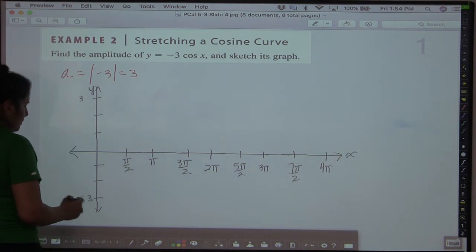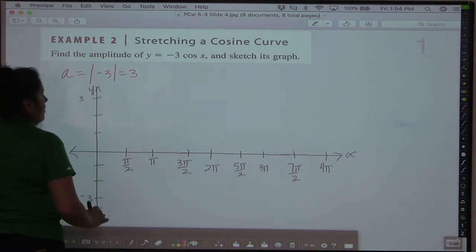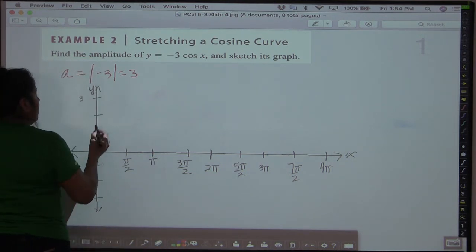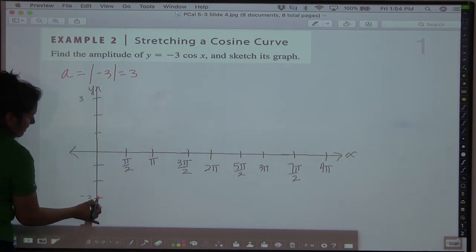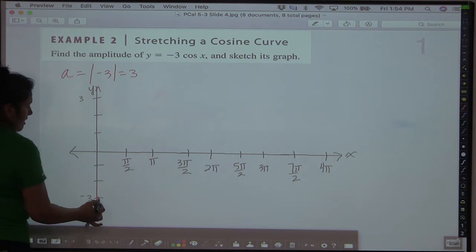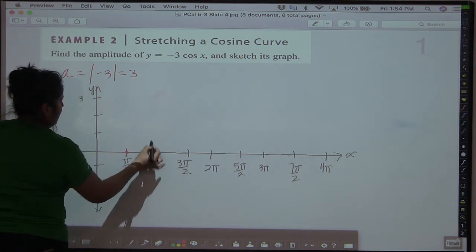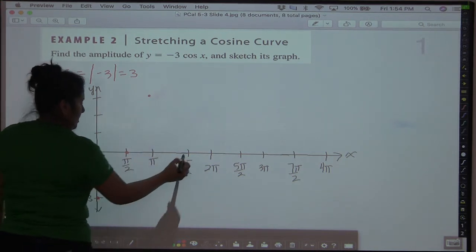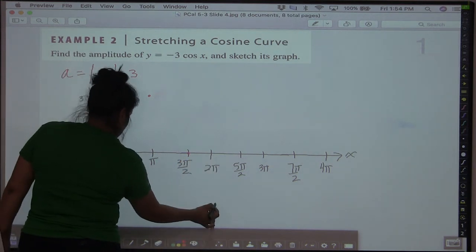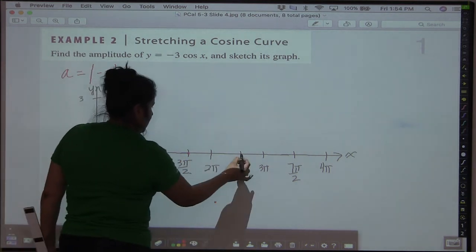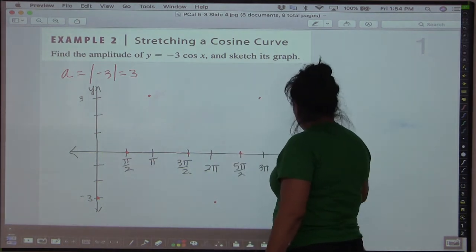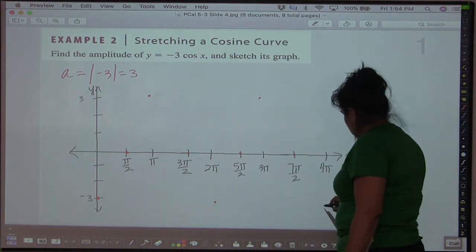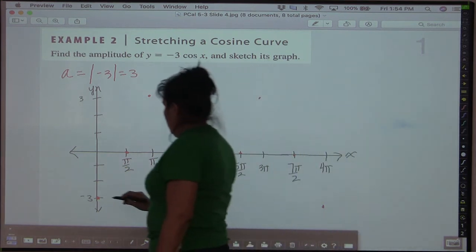So now we're going to graph the actual curve. Remember, cosine starts at its max, but because this is negative, we're actually going to start at the min, but otherwise it's the same as the previous one. Then go back to 0, go back to the max, which is now 3, go back to 0, go back to your min, do it again. And then we connect our curve.